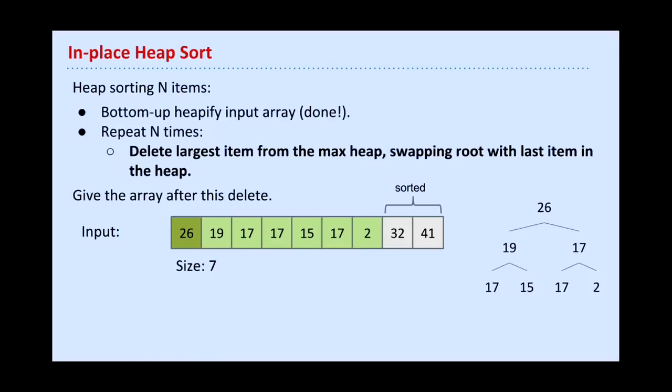So if you take 26 and you delete it, what will be the array after this delete? I'll give you a minute or two to do this. So 2 is the new temporary boss. Then what?